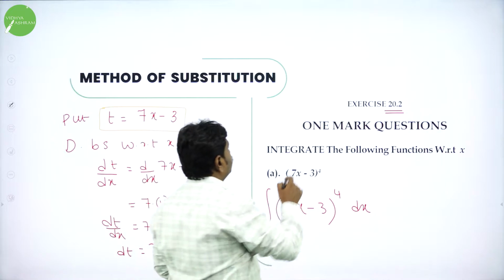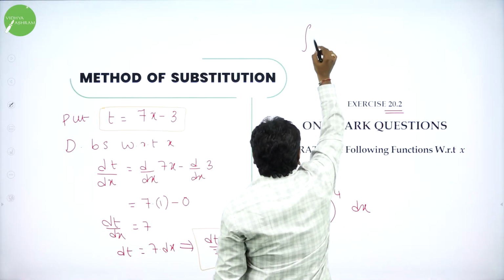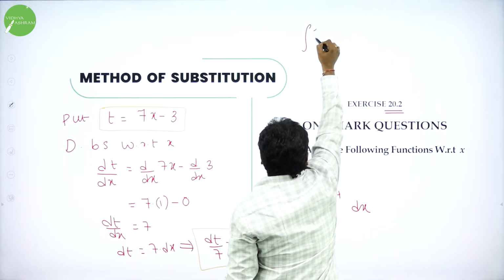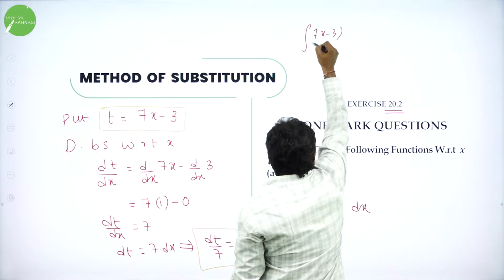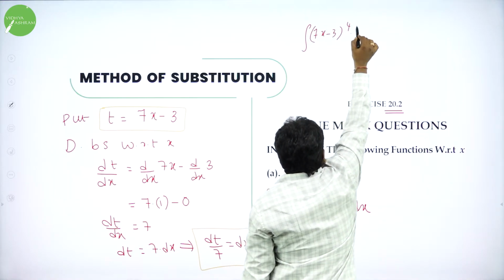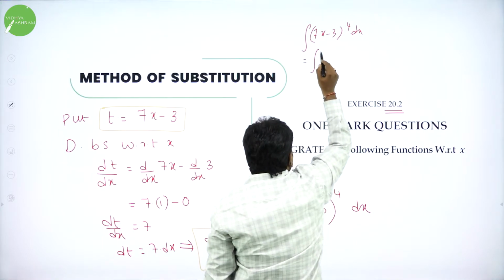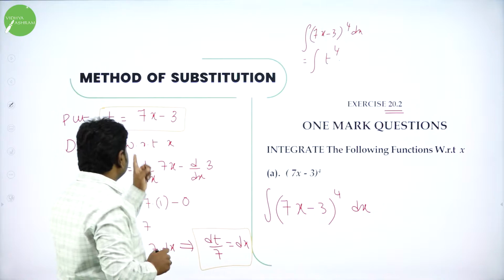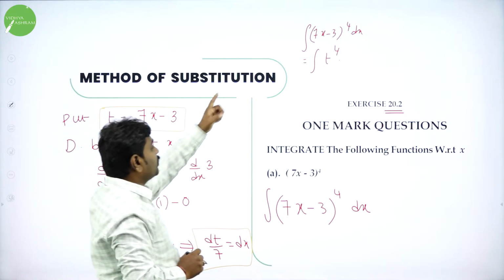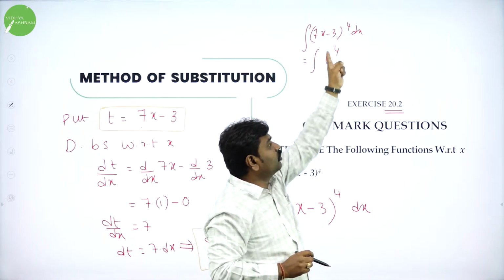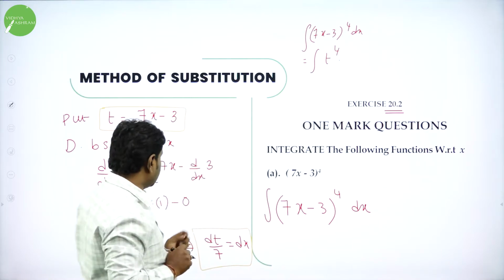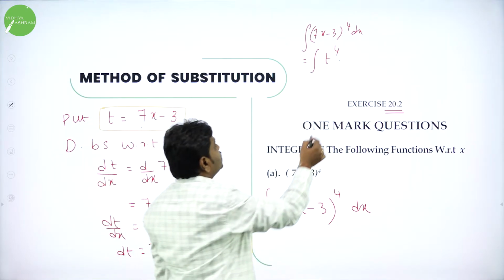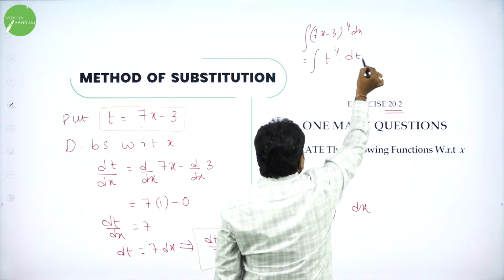Here we will do the substitution. So the given problem becomes integration of 7x minus 3 whole power 4 dx. You can write it as integration of, this I took as t, power 4 dx. See, 7x minus 3 I took as t. So in the place of 7x minus 3 I am putting t, power 4 will be as it is, and dx. What is dx? dt by 7. In the place of dx put dt divided by 7.